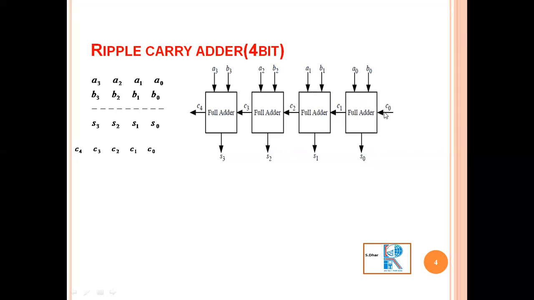So after C0, if you give the input here, after 2 gate delays it will go here. After 2 gate delays, C2 will go here. After 2 gate delays, C3 will go here. There are 4 full adders, so 4 into 2, that means a total of 8 gate delays are required to get the output C4. Now, what is the time for getting the full summation? After 2 gate delays, we will get this summation, and after another 2 gate delays, the next summation, and so on.